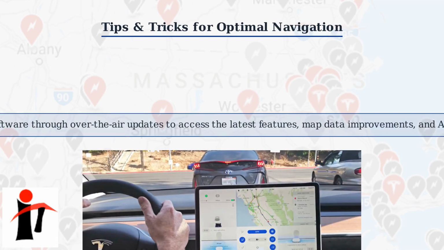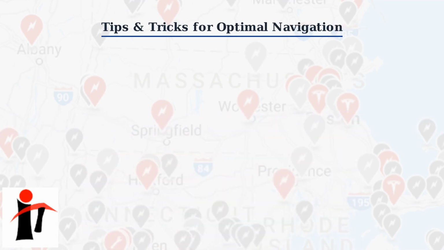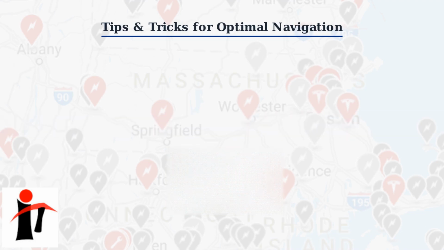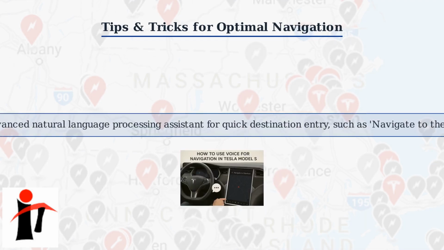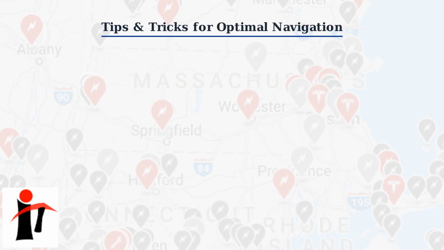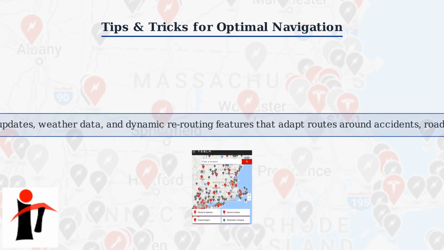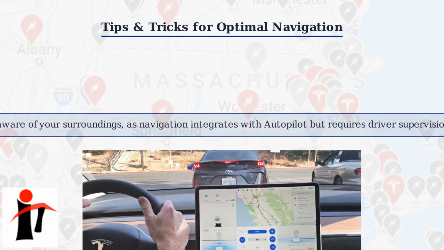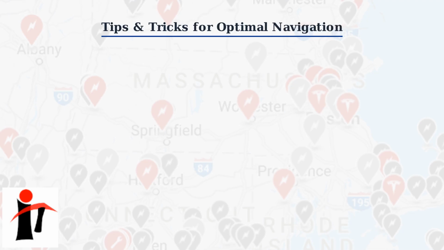Regularly update your Tesla software through over-the-air updates to ensure you have the latest features and map data. Before long trips, pre-plan your route in the Tesla app to customize preferences and review supercharger stops. Use voice commands for quick and easy destination entry. Pay attention to real-time traffic updates and be prepared for dynamic rerouting. Finally, always drive safely and be aware of your surroundings.